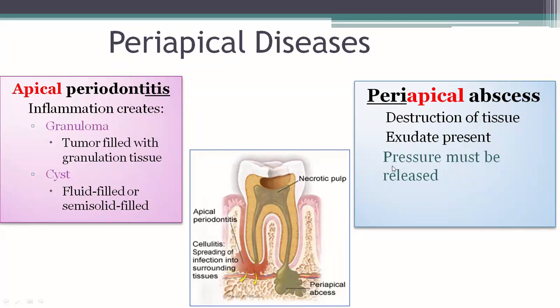The exudate is present. At this point, there are a lot of bacteria creating an abscess around the tooth. And we will see an abscess trying to destroy the beautiful bone around the tooth. At this point, the pressure must be released. And we will see a little ball around the gums of the patient when the pressure is released.